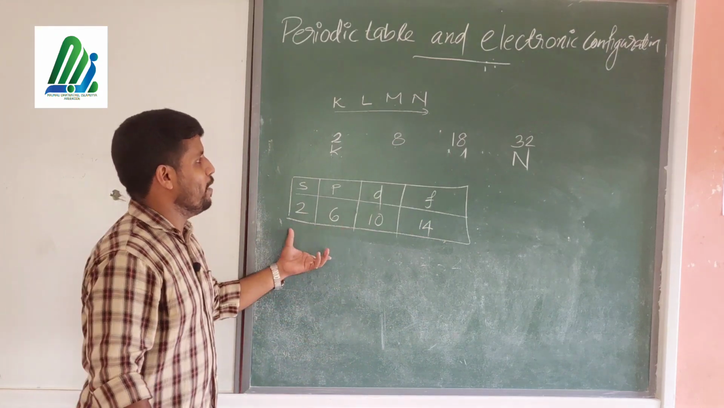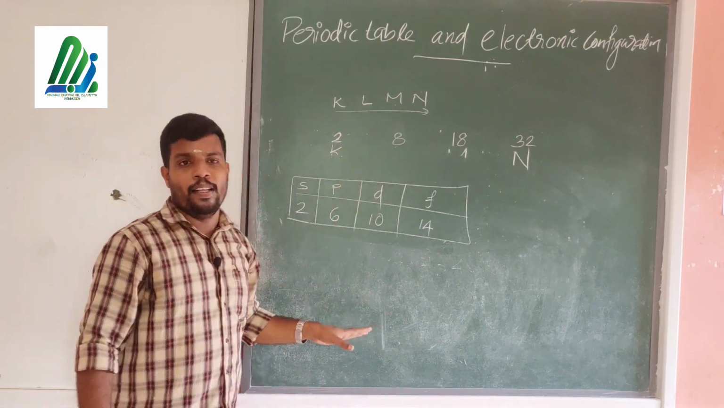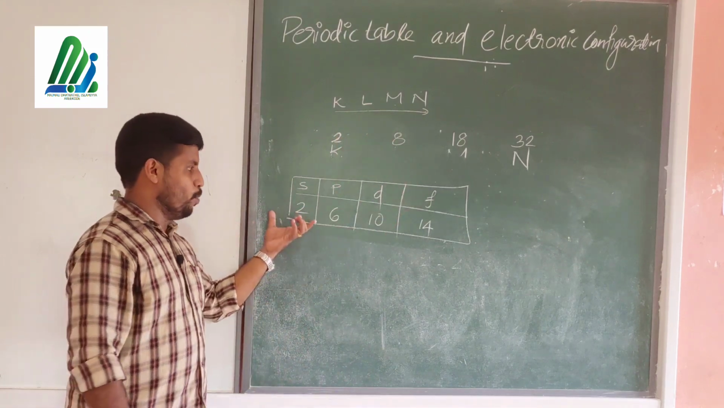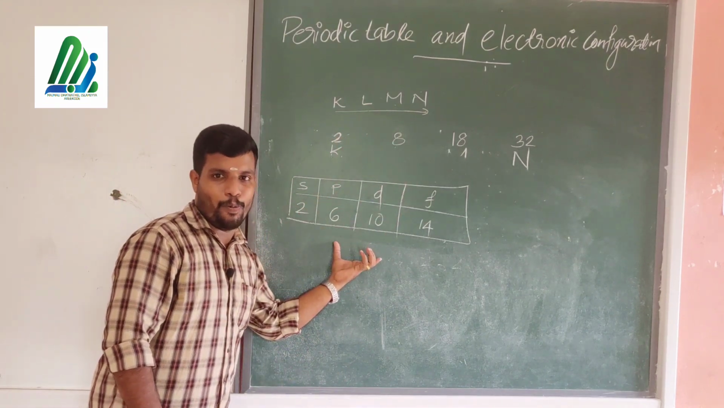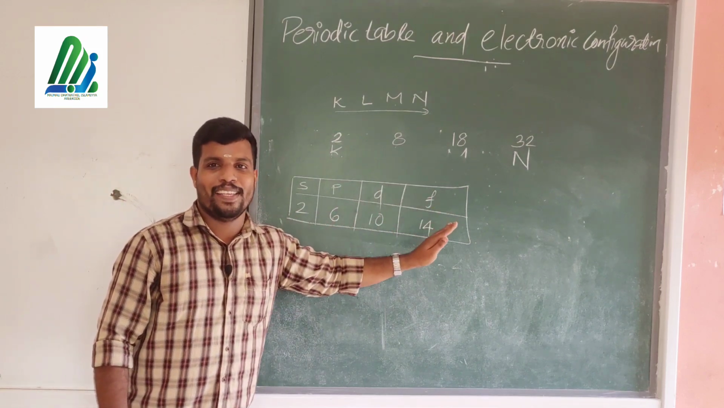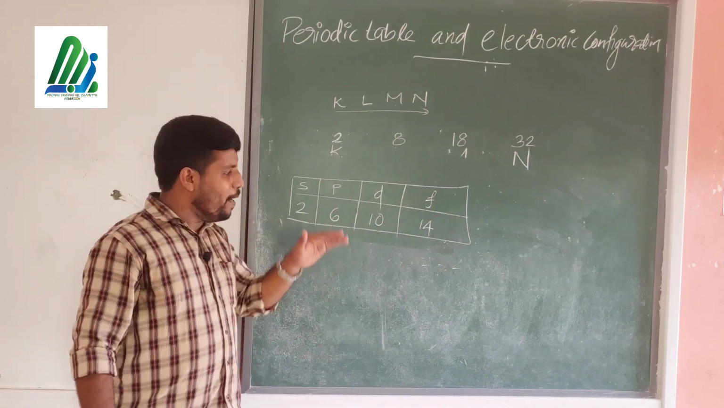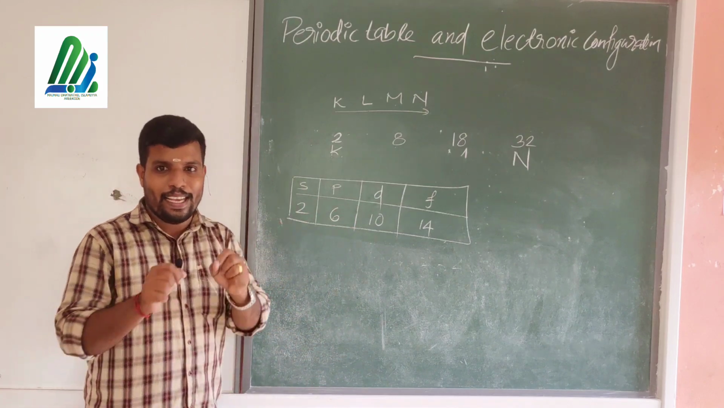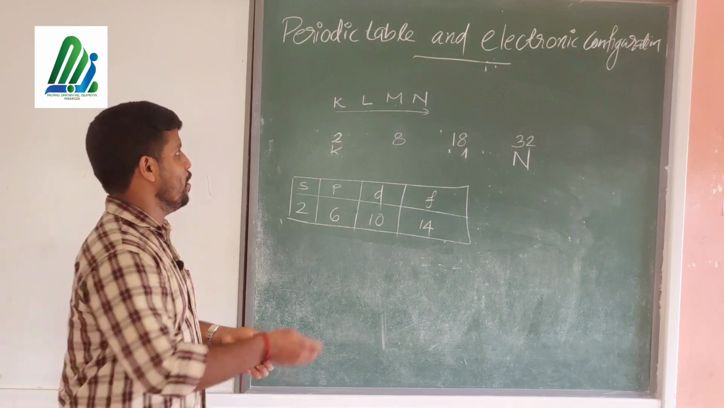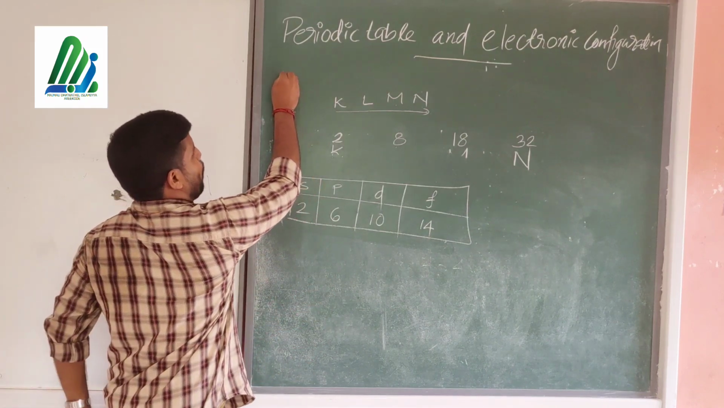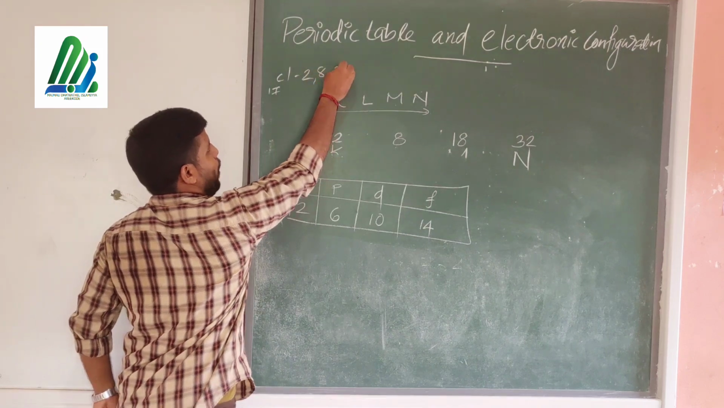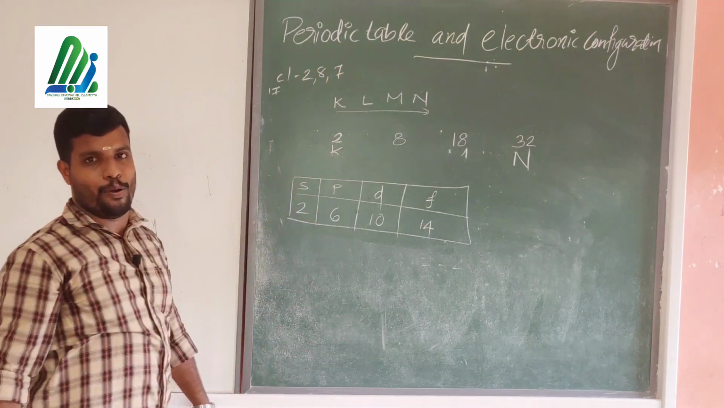That can be calculated by using the maximum number of electrons in each shell. You want to write this in your notebook and study well. Like electronic configuration, shell electronic configuration we are writing. For example, the atomic number of chlorine is 17. We write the electronic configuration as 2, 8, 7. This is shell electronic configuration.